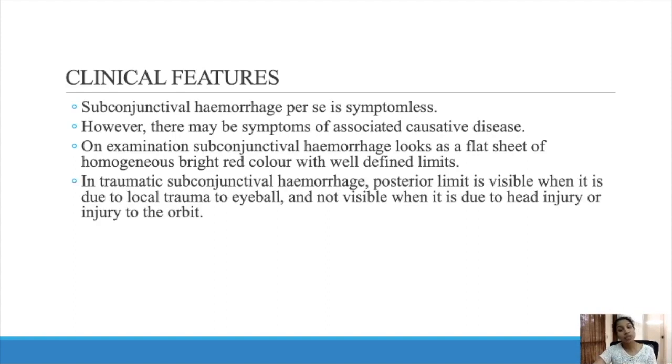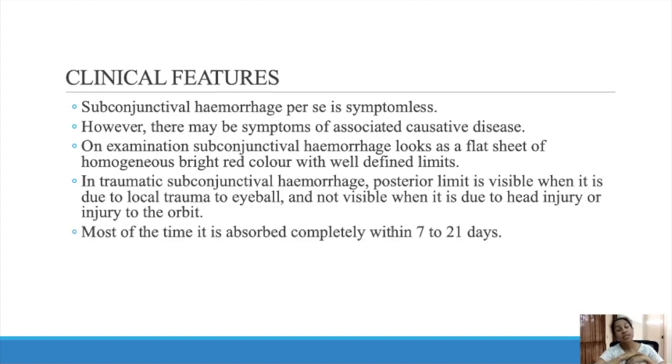In traumatic subconjunctival hemorrhage, the posterior limit is visible when it is due to local trauma to the eyeball, and not visible when it is due to head injury or injury of the orbit. So if it is a traumatic subconjunctival hemorrhage, the posterior limit is visible if it is due to local trauma to the eyeball, and not visible when it is due to any head injury or injury to the walls of the orbit.